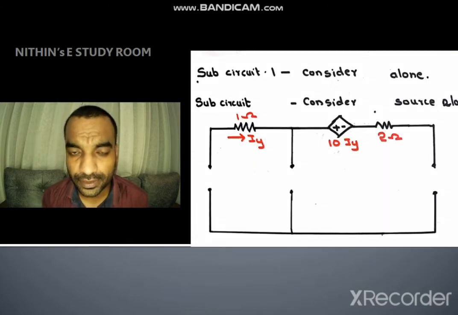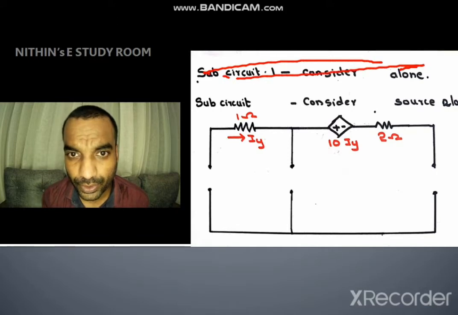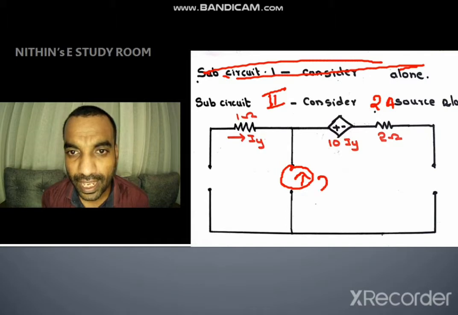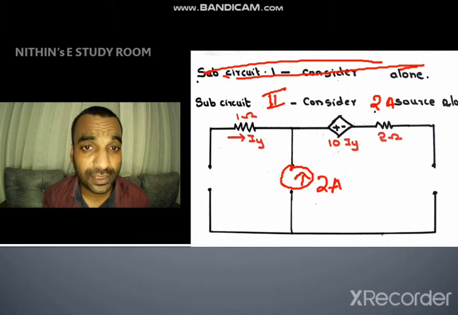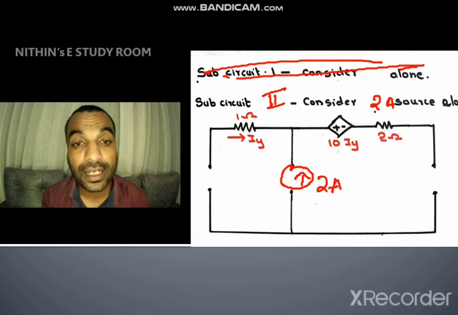This is the generalized figure, and in this one you can edit it as sub-circuit 2 and consider the 2 ampere source alone. So this is the position of the 2 ampere source. You are considering this source alone. So what about the other sources? You have to suppress the other sources. The other source here was a voltage source, so you have to suppress it with its internal resistance 0. 0 internal resistance means short circuit.